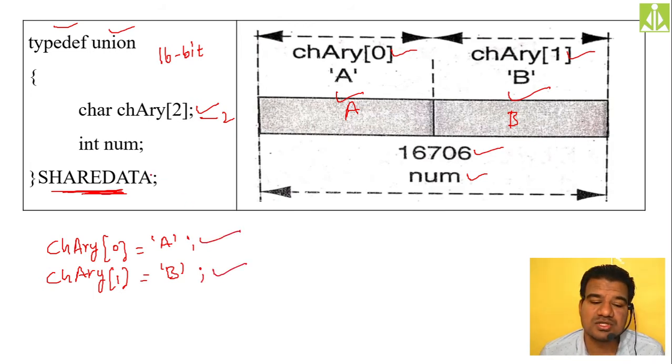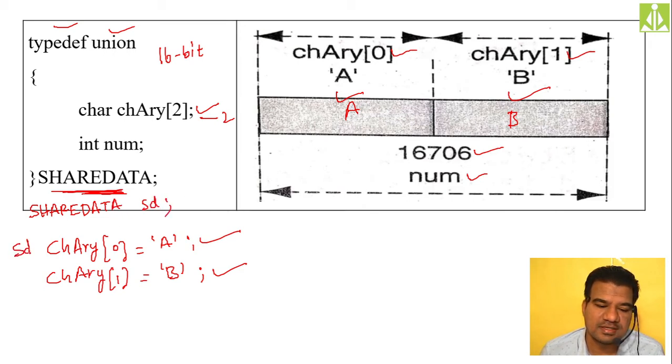Because once I store this numerical value into this union, these two memory locations will not have A and B anymore, because A and B will get replaced with this 16,706 value. So when declaring, before initializing this array, I need a union data type variable, so I can do like this: shareData SD.